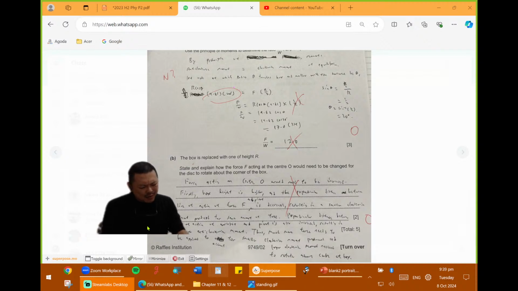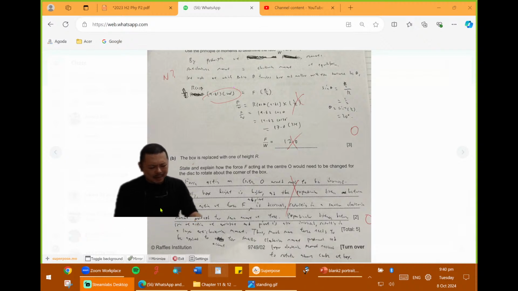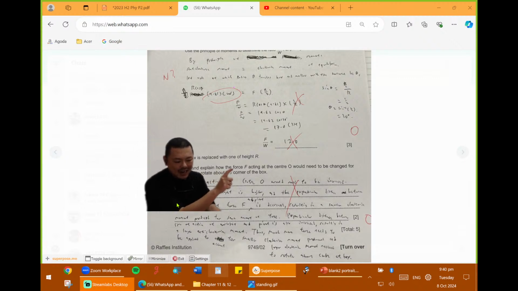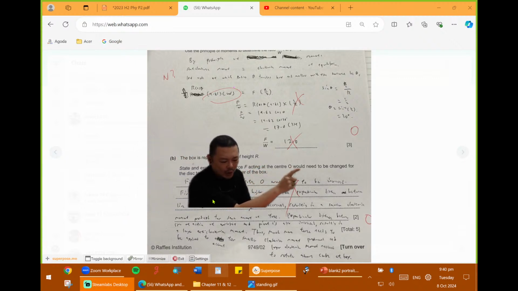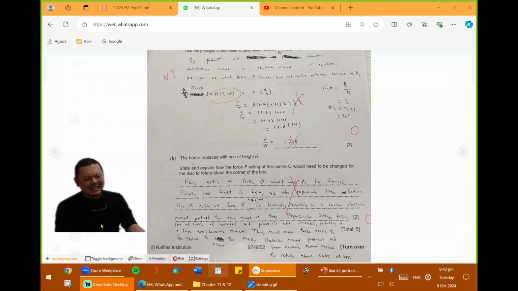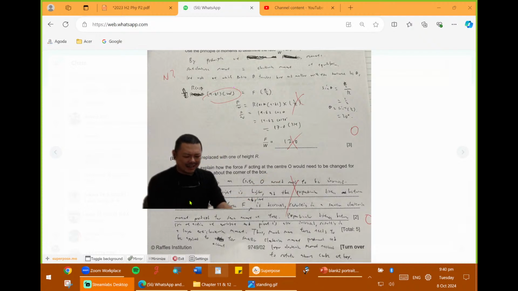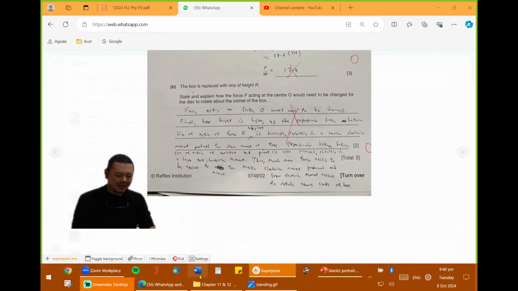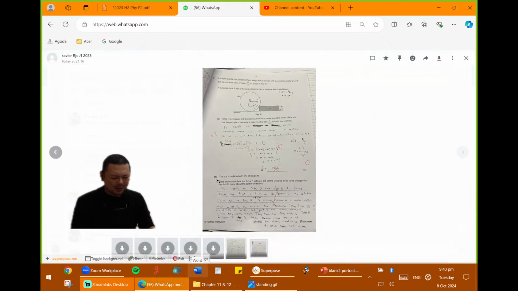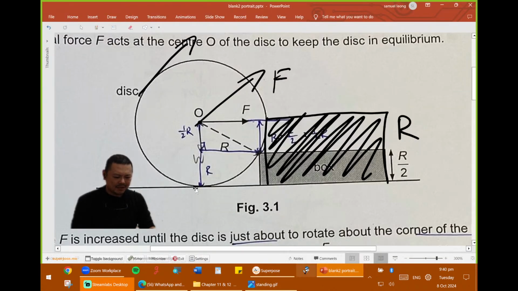Cannot lah. Whoever said this thing, the language is damn bad. You say state and explain how the force acting at center O would need to be changed, right? Then I would still want to try to keep it at center O. I wouldn't dare to put it at the side of the disc, because of the way you ask this question, acting at center O, right or not? Yeah. Stupid lah. Whoever said this has a communication problem, you know.